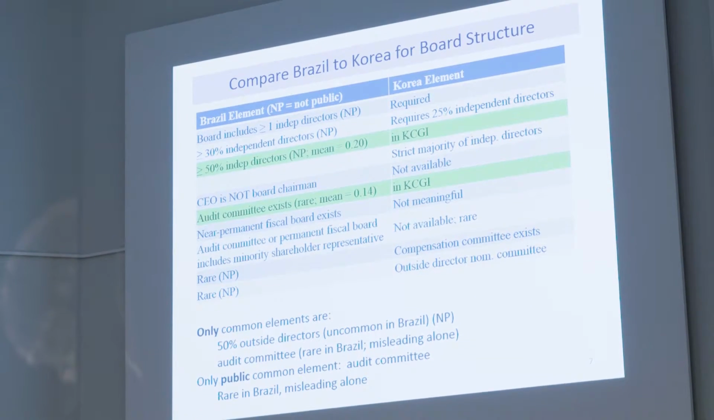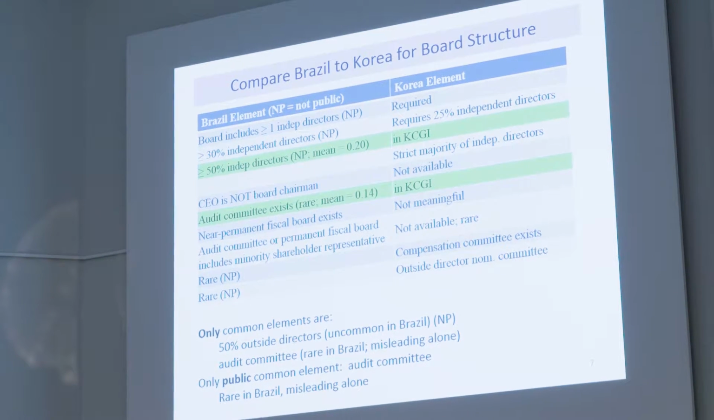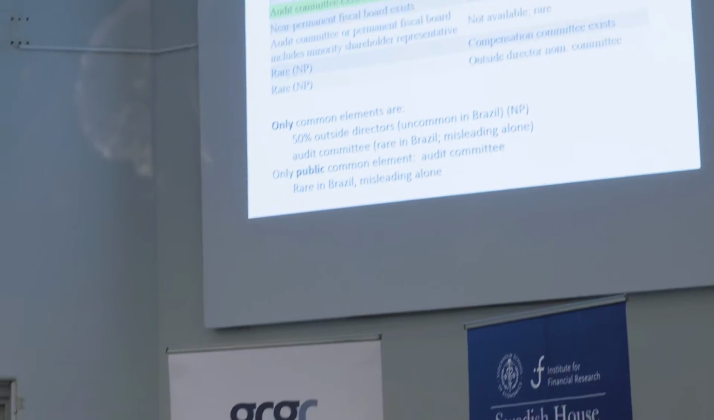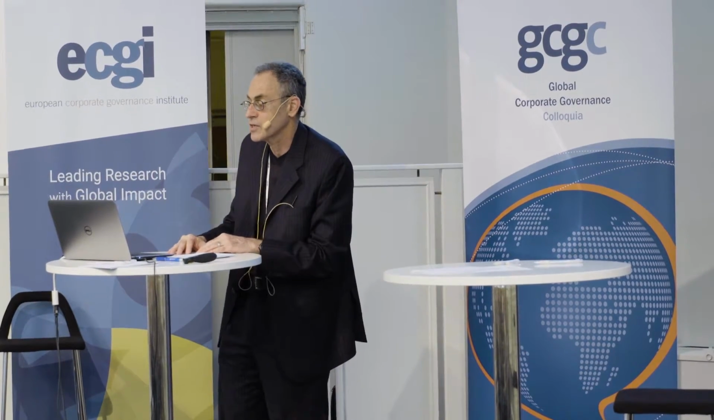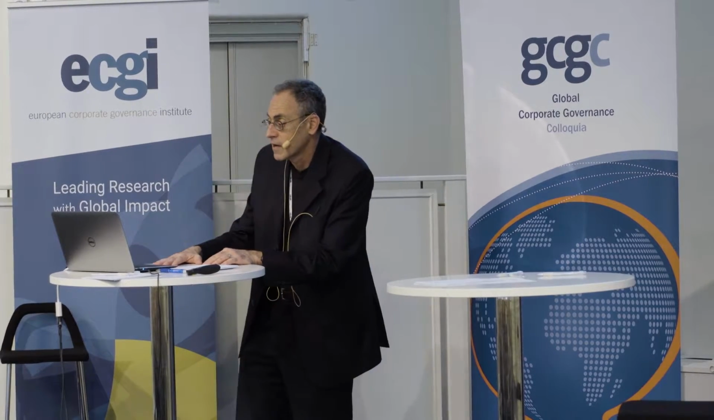If we try to compare our board structure indices for Brazil and Korea, having built each one, trying to do the best we can in each country, we have 2 of the 7 elements in Brazil that are in the Korea index as well. And you can see why only 2? Well, 2 others are required in Korea. They're of no use in building an index. Data on whether the CEO is a board chairman is not available in Korea. Data on the fiscal board is not meaningful in Korea. Compensation committee exists. Those are elements of the Korea index, but they're rare in Brazil. There's no point in including a measure that nobody uses. So we end up with only 2 out of 7 common elements.